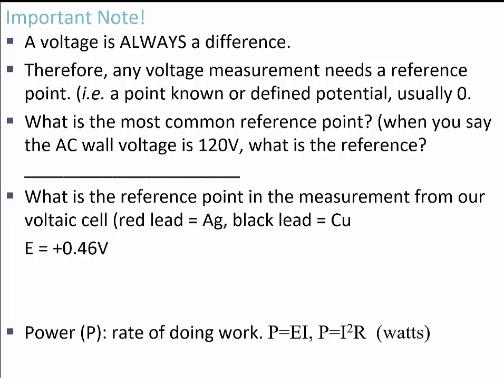Important note, voltage is always, always, always a difference. Therefore, any voltage measurement needs a reference point, known as a known point or a defined potential, usually zero. So what is the most common reference point when you say, I'm looking at an AC wall output and it's 120 volts? What is the reference? It is ground or earth.